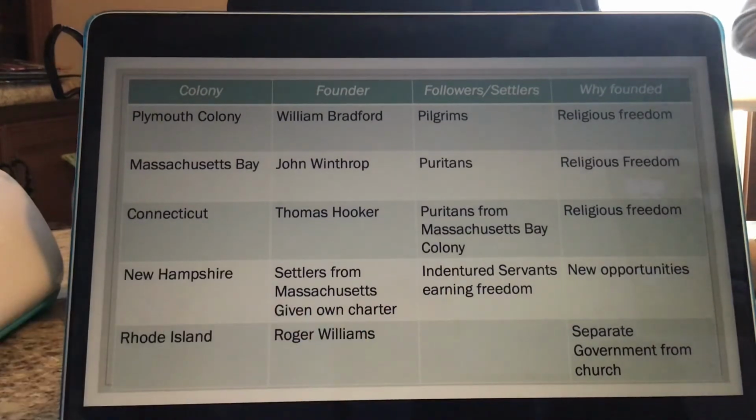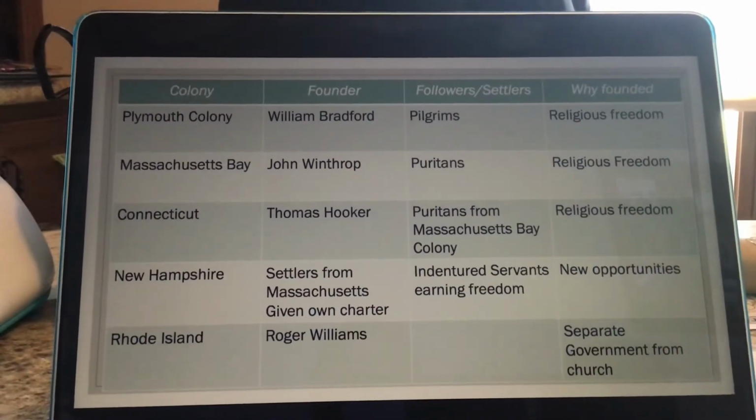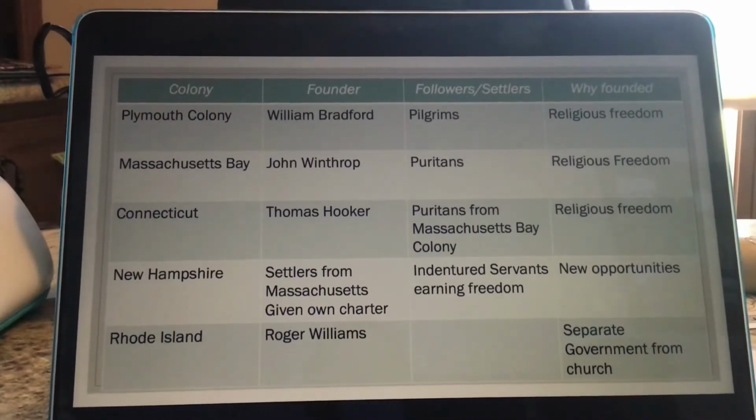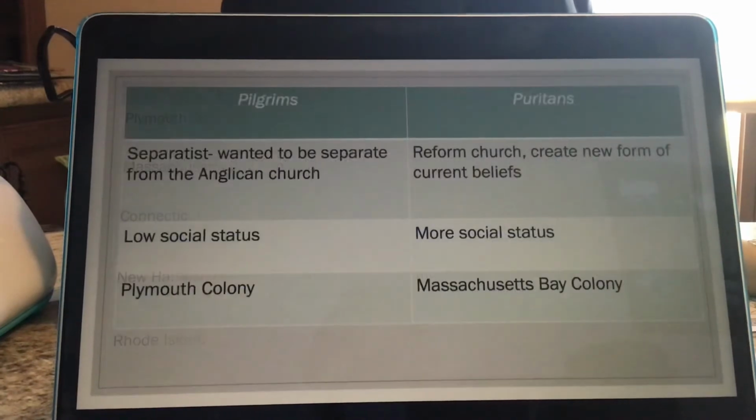Okay, so if you need to pause it to fill any of this information in, please do so. Please pause, get it filled in. This chart's going to be very helpful with the worksheet and when you're studying for the test later on. Okay, but I'm going to continue on here so we can keep moving. All right. Let's look at the Pilgrims and the Puritans.